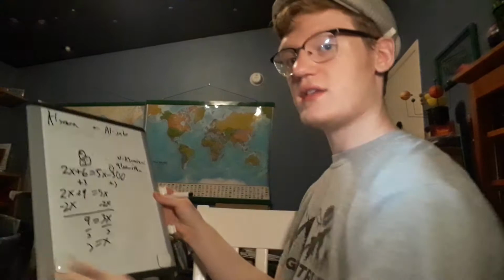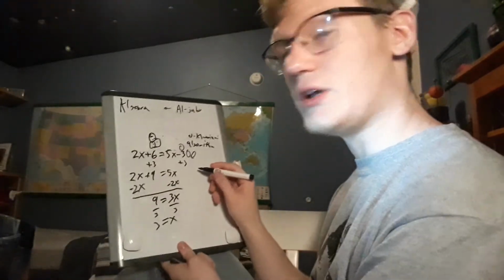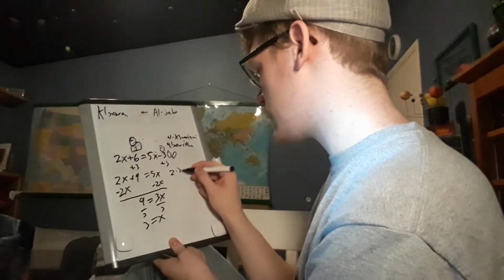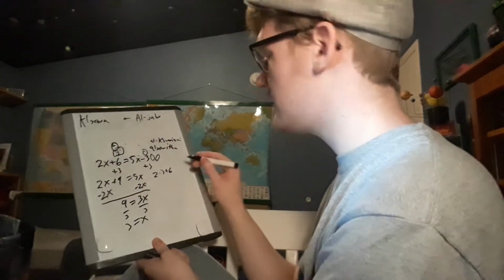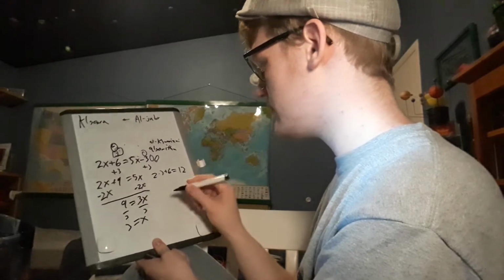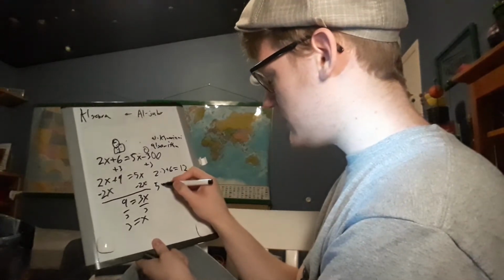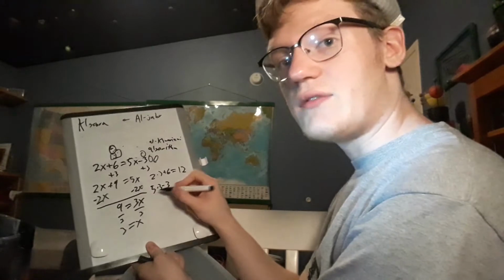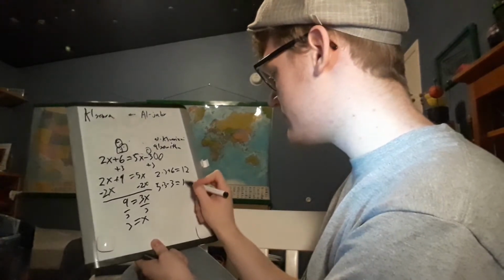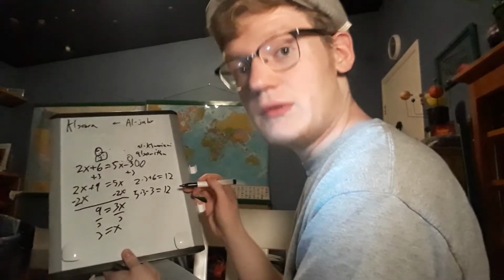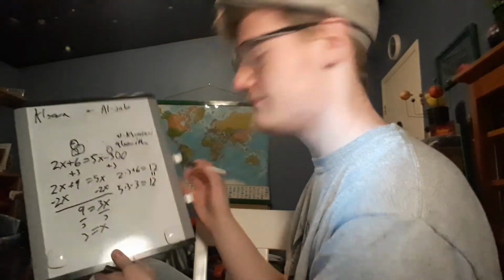Because we can also, to double check our solution, substitute it back in. So here we go. 2 times 3 plus 6. 2 times 3 is 6. 6 plus 6 is 12. 5 times 3 minus 3. 5 times 3 is 15. Minus 3 is 12. And 12 does in fact equal 12. There you go. So that's the general way to solve.